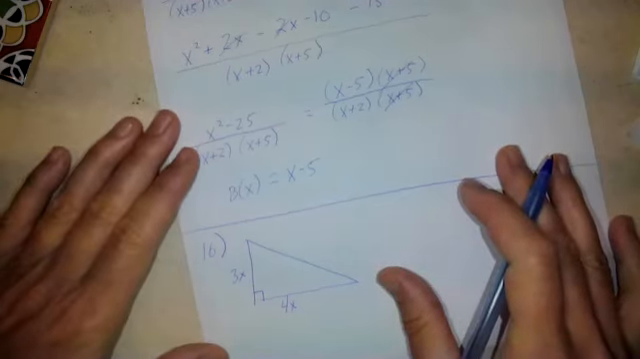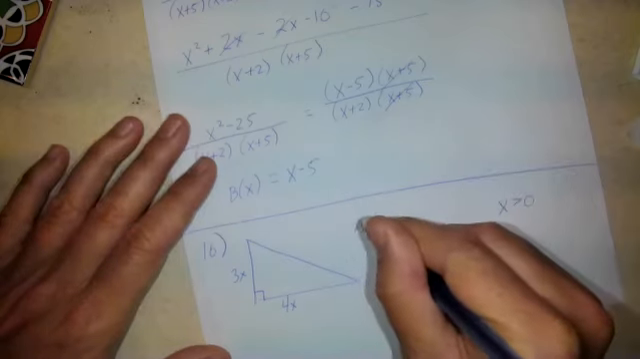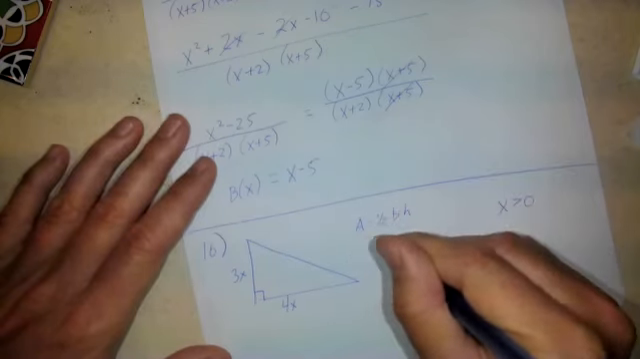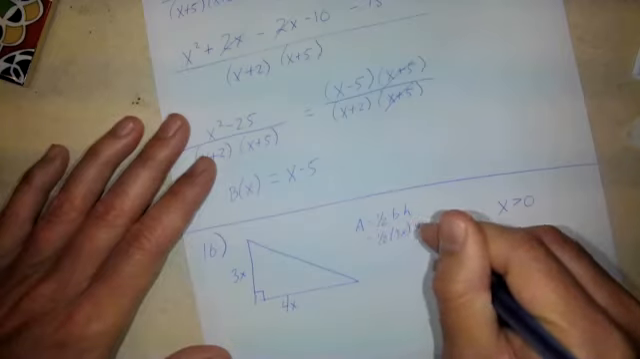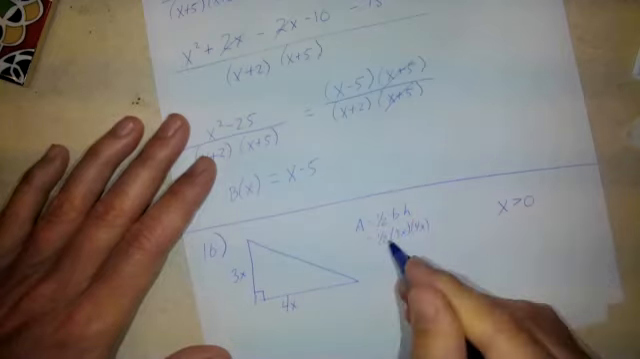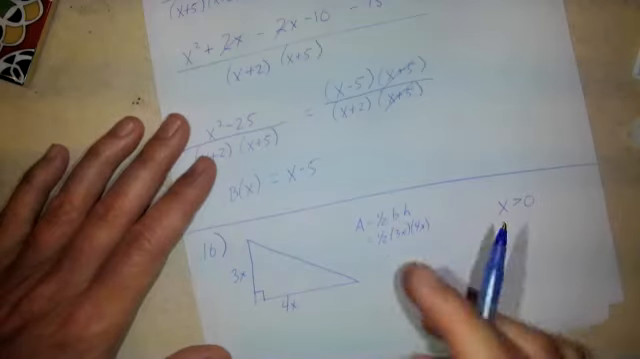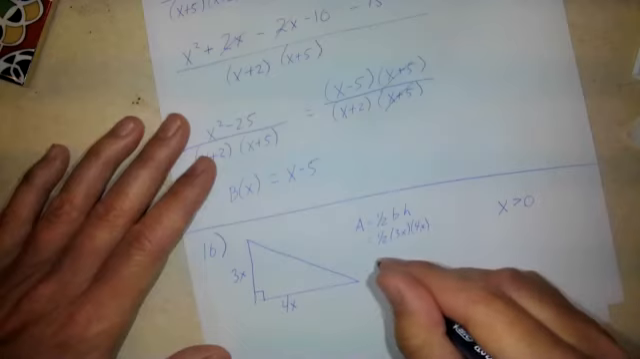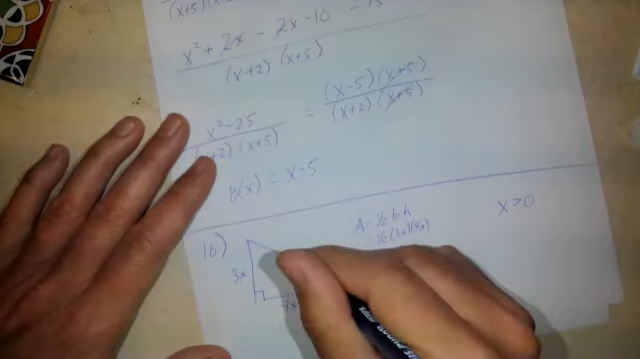Okay, so restrictions done, now find the ratio of the area of the triangle. The area is 1/2 base times height as a general rule. That'd be 1/2 of 3x times 4x. Not that one of them has to be the base and one of them has to be the height. 1/2 of 4x is 2x, times 3x should equal 6x squared.